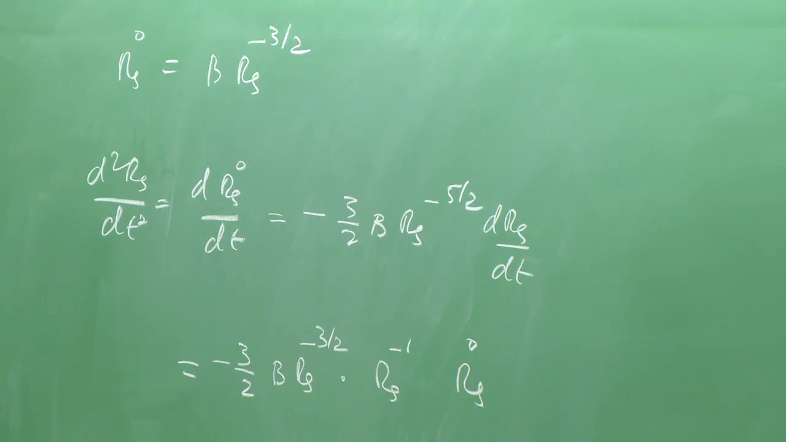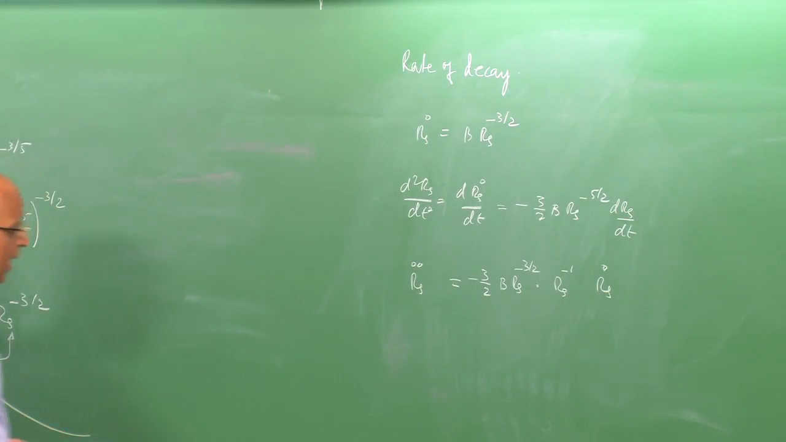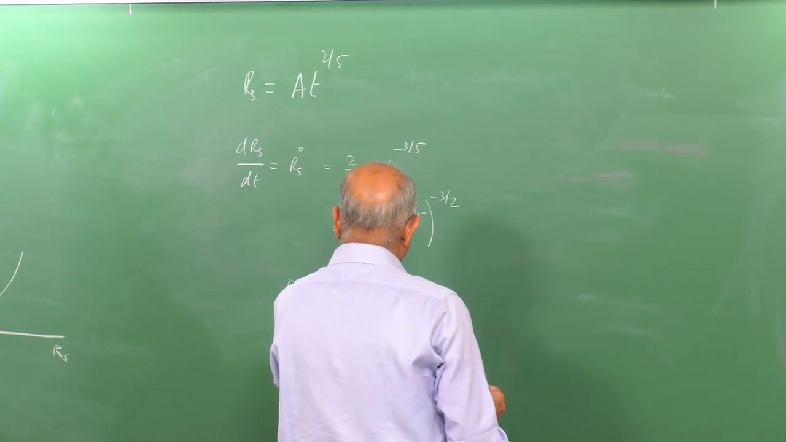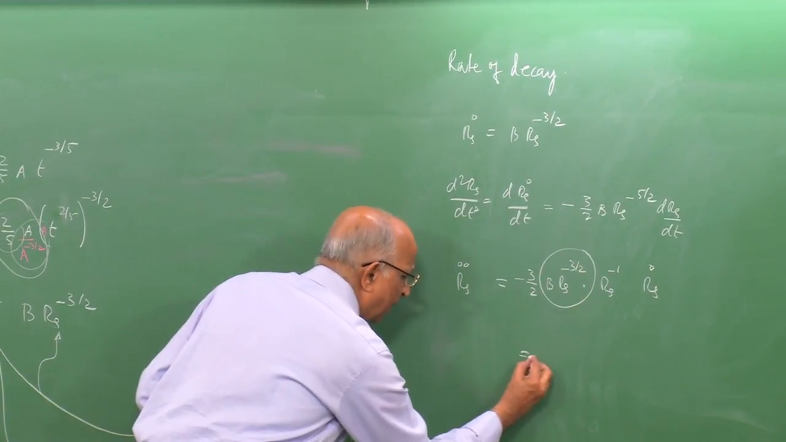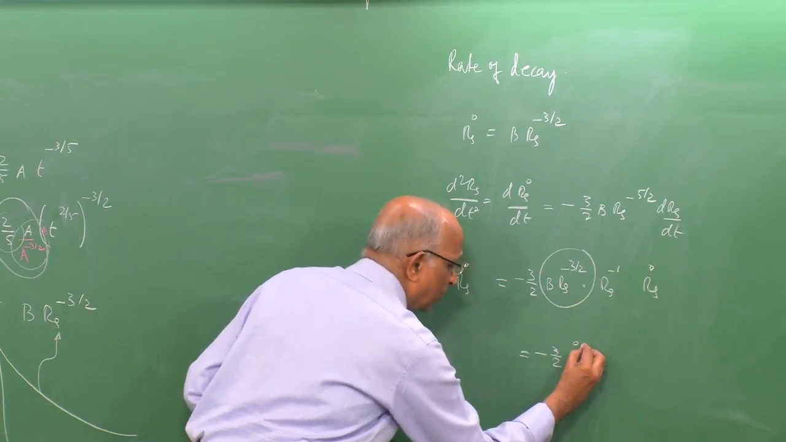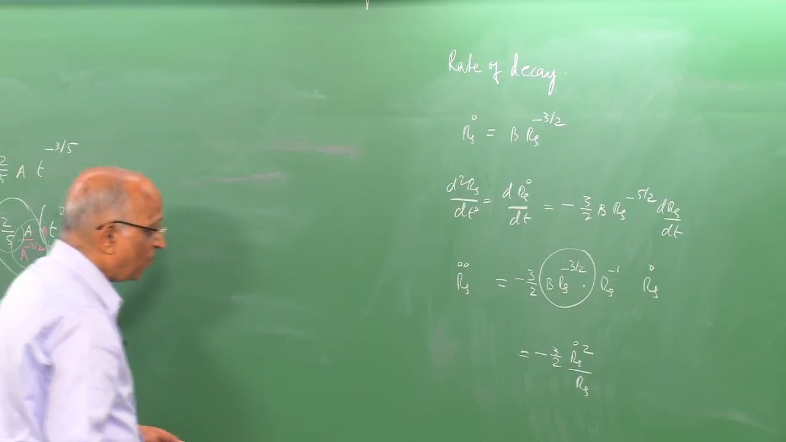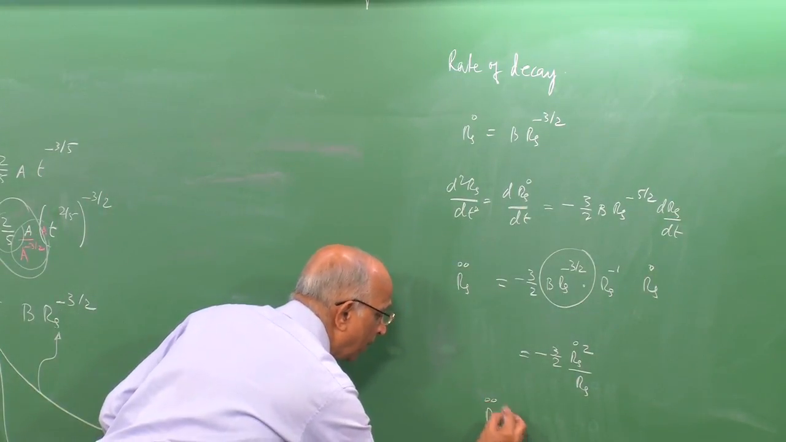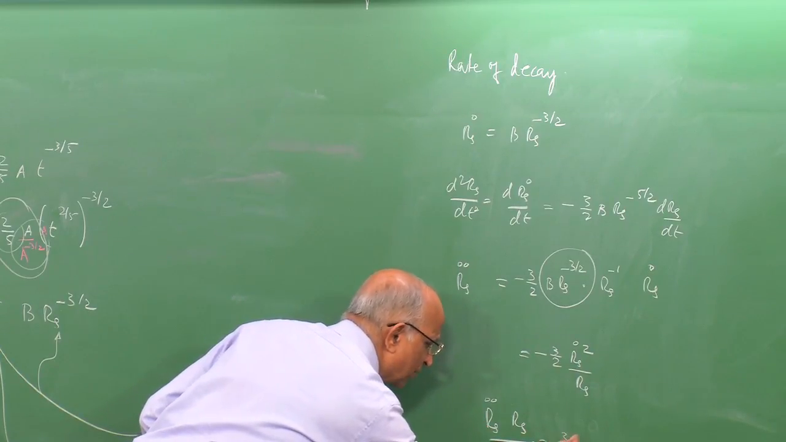Therefore, what is it I get? Can I now write the value of the deceleration, which is equal to Rs double dot? Now, I already know that the value of B Rs to the power minus 3 by 2 is equal to Rs dot. Therefore, I can write it as minus 3 by 2 into Rs dot over here, which becomes Rs dot square divided by Rs, and therefore I find that the value of Rs double dot into Rs divided by Rs dot square is equal to minus 3 by 2.